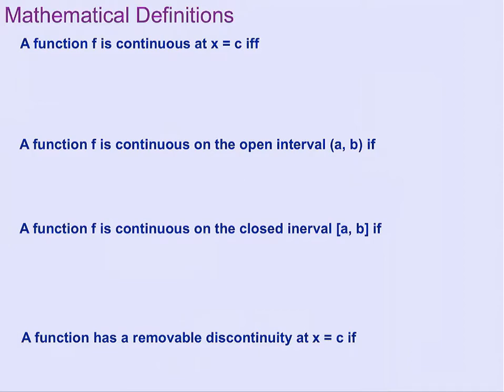Today we're going to talk about something called continuity. Start with the definition. A function f is continuous at x equals c if and only if. That's what this little symbol means, IFF. It's not a typo.